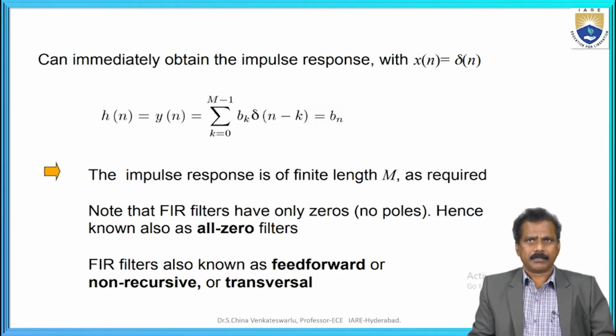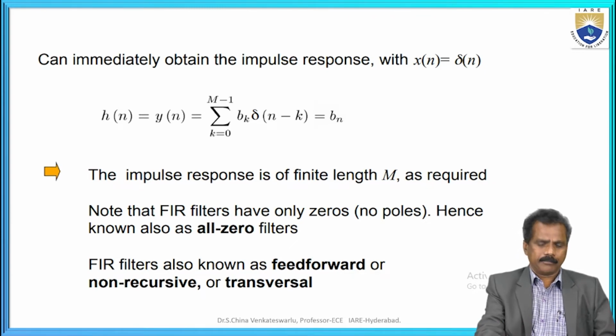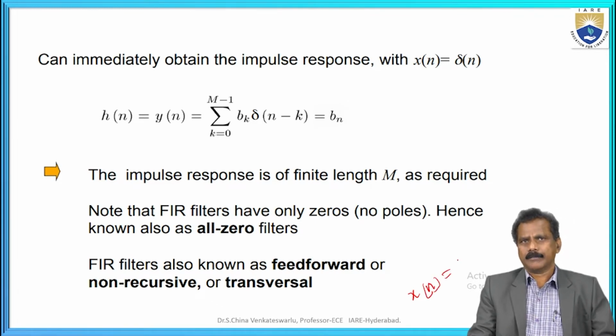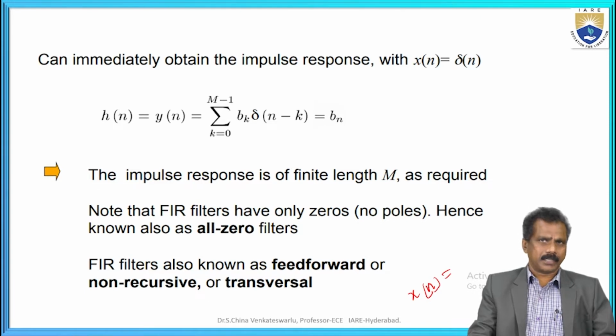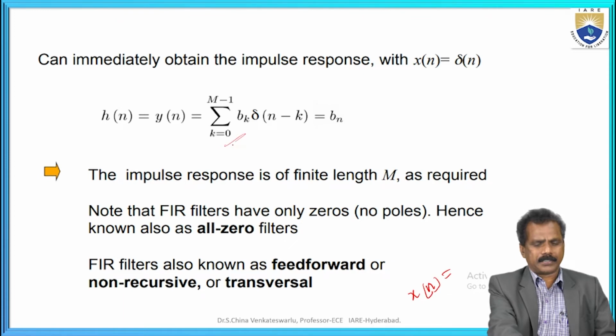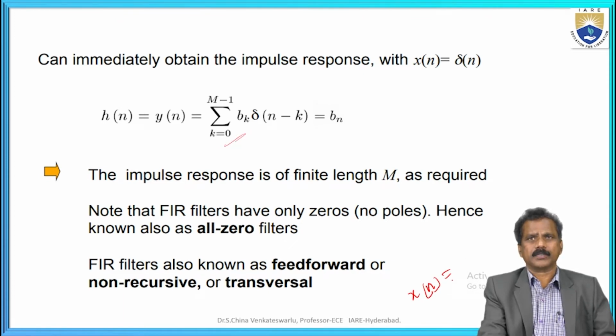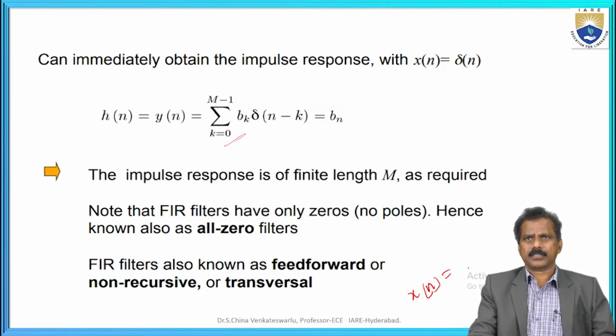We can immediately obtain the impulse response in terms of x of n, where x of n is equal to delta of n. The impulse response h of n is equal to y of n, which is also equal to the summation k equal to 0 to M minus 1 of bk into delta of n minus k, which is also equal to b of n. Yes, the impulse response is of finite length capital M, as required.